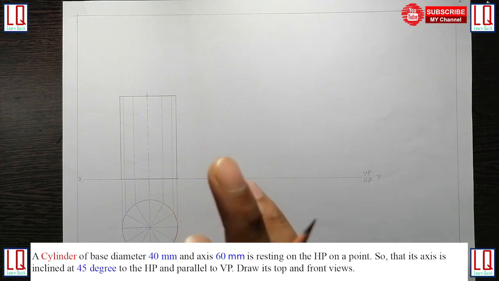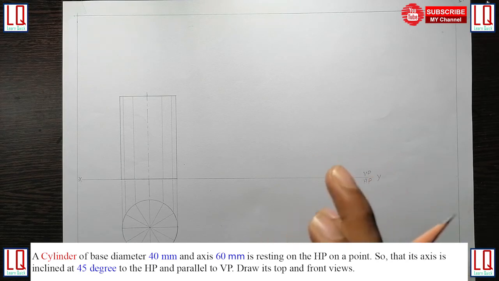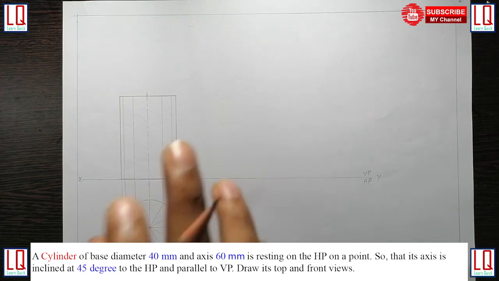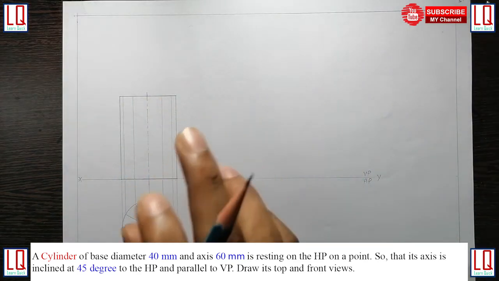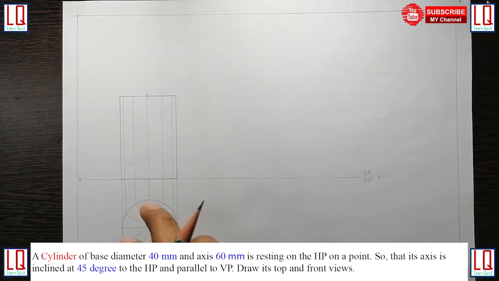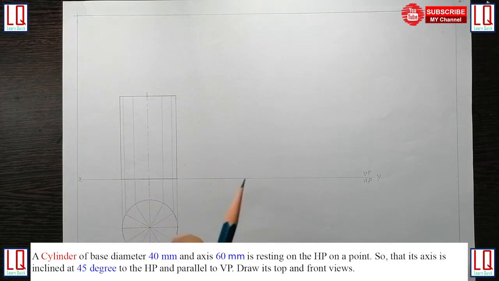Part 1. A cylinder of diameter 40 and axis length 60 is resting on HP on a point. So from statement 1, we have decided the solid type is cylinder, the diameter of the base circle is 40 mm, and the axis length of the cylinder is 60 mm.